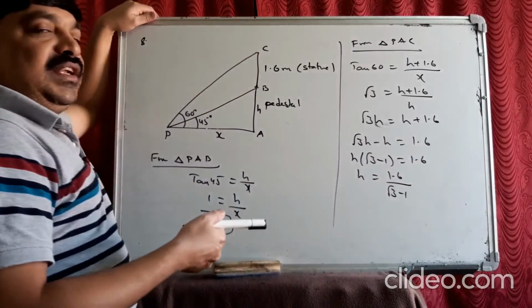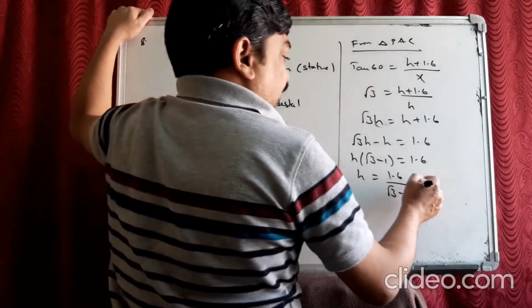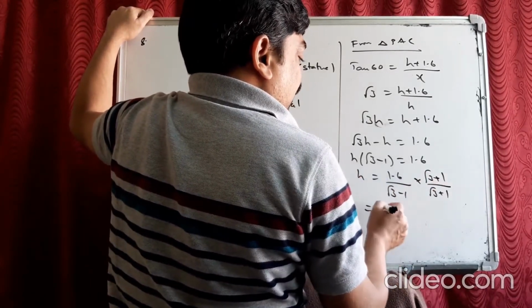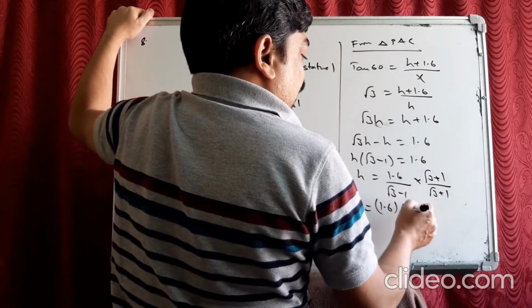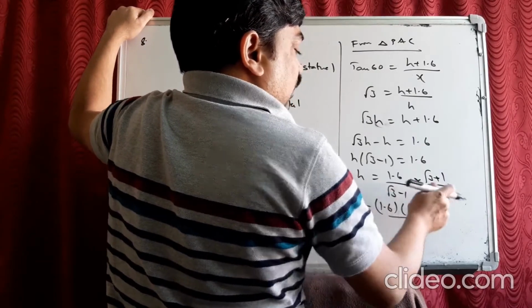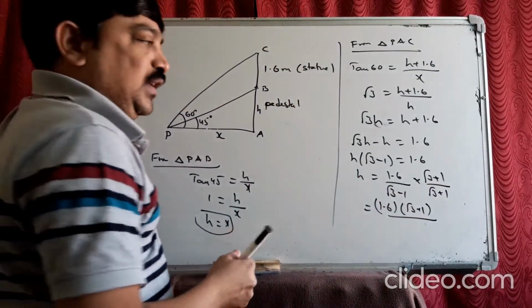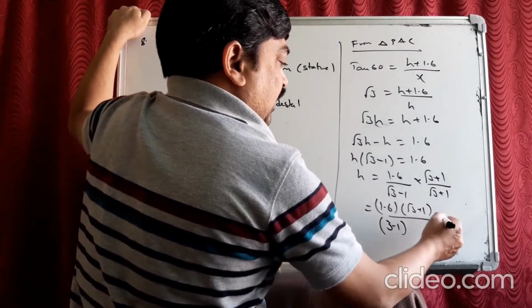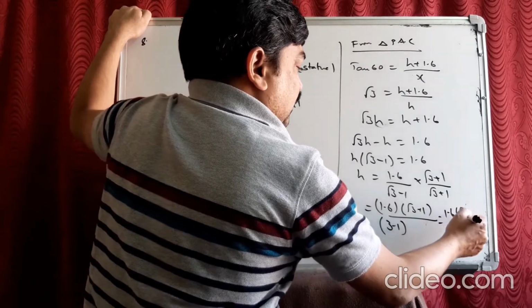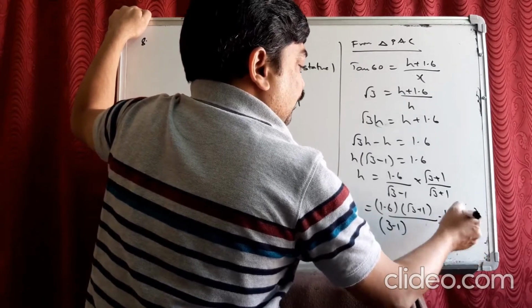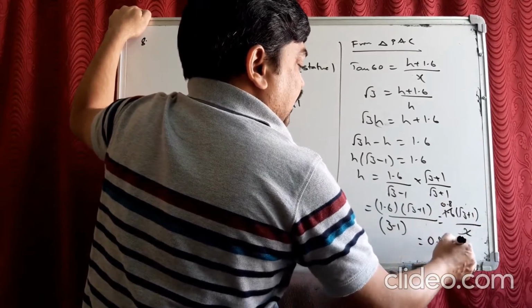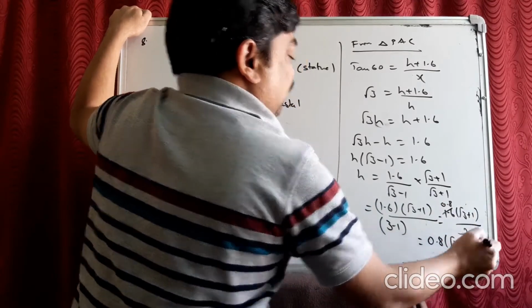You can leave it like that, but you can still simplify it by rationalizing, multiplying by root 3 plus 1. So it becomes 1.6 into root 3 plus 1 by, it looks like a minus b into a plus b, so the denominator is a square minus b square. So it becomes 1.6 into root 3 plus 1 by 2. It becomes 0.8 into root 3 plus 1. Okay?